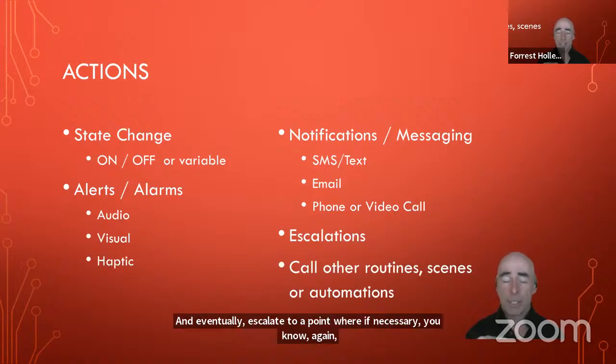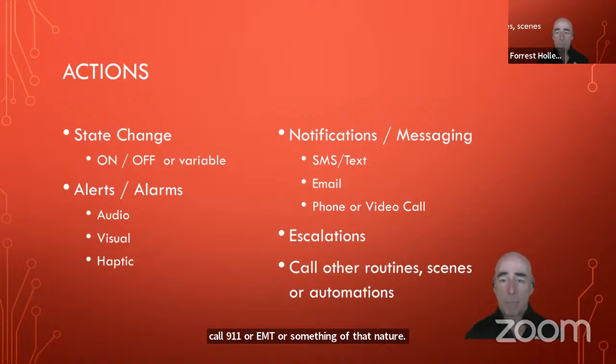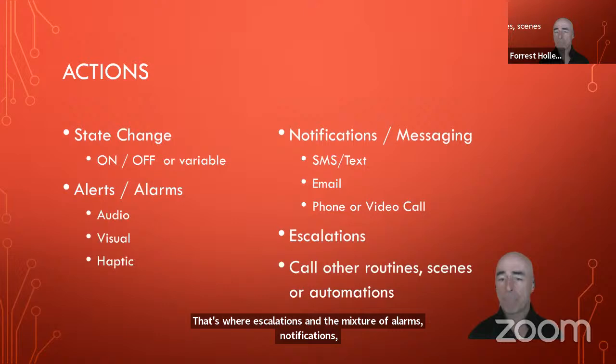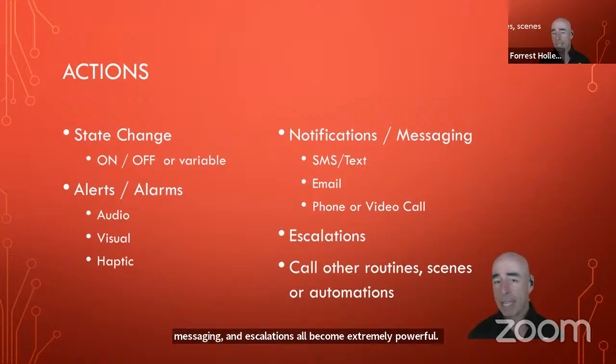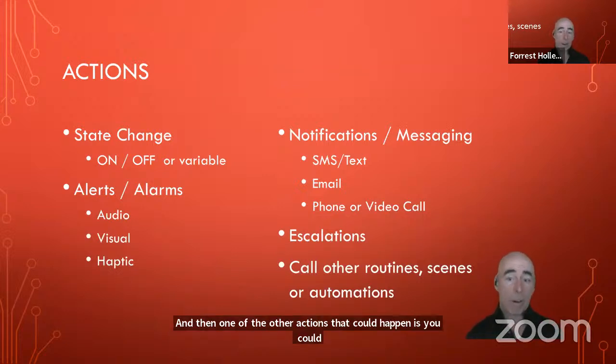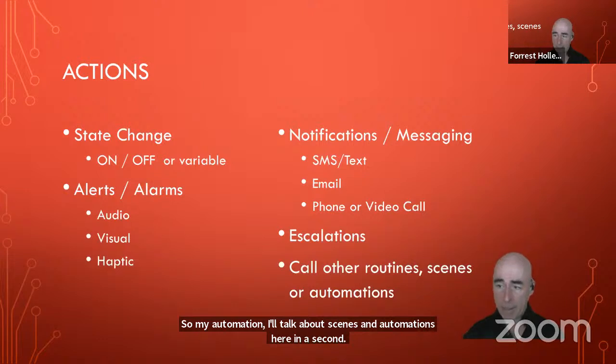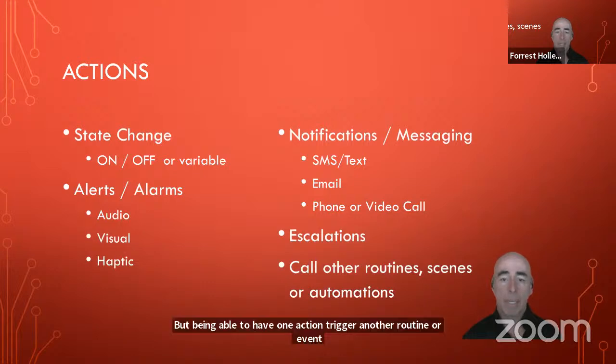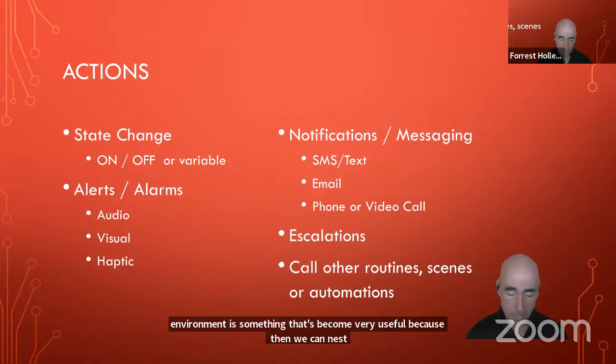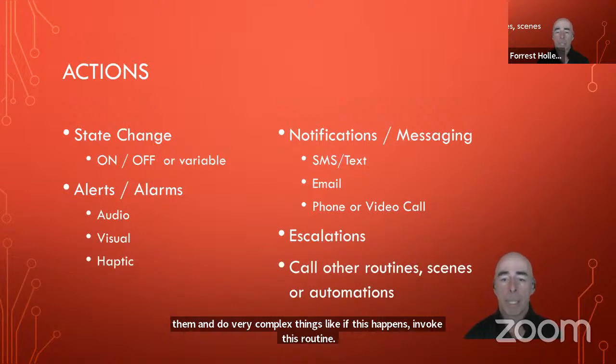That's where escalations and the mixture of alarms, notifications, messaging, and escalations all become extremely powerful. And then one of the other actions that can happen is you can call yet another routine, or a scene, or an automation. So I'll talk about scenes and advanced automations here in a second, but being able to have one action trigger another routine or event environment is something that's become very, very useful, because then we can nest them and do very complex things like, if this happens, invoke this routine. If this other thing happens, invoke a completely different routine.